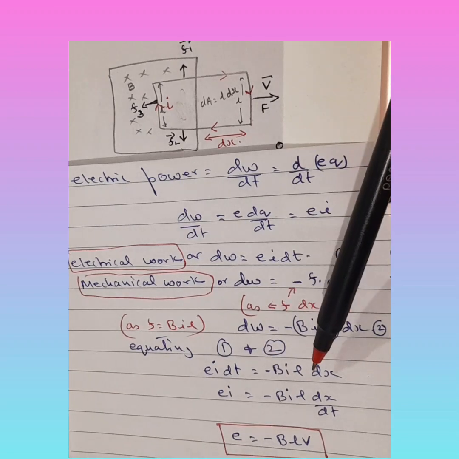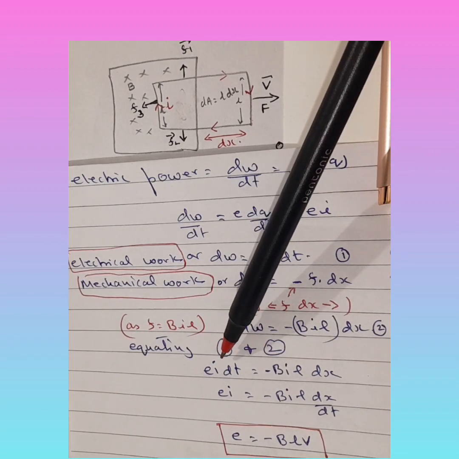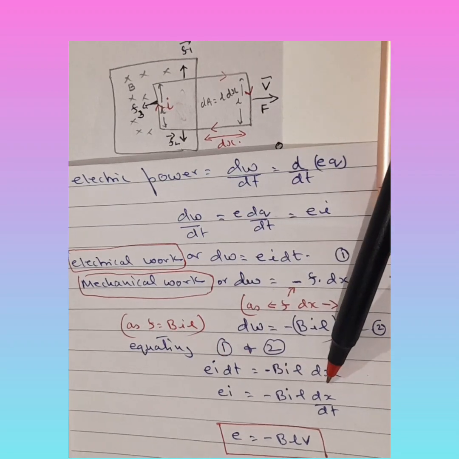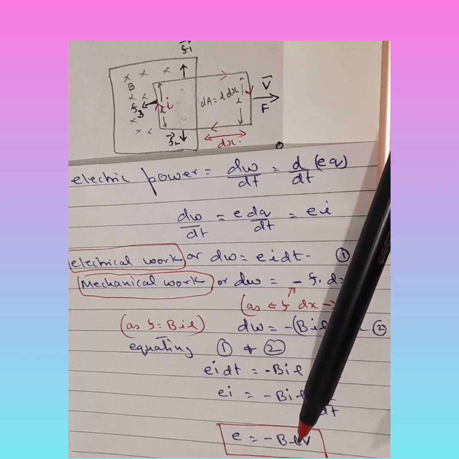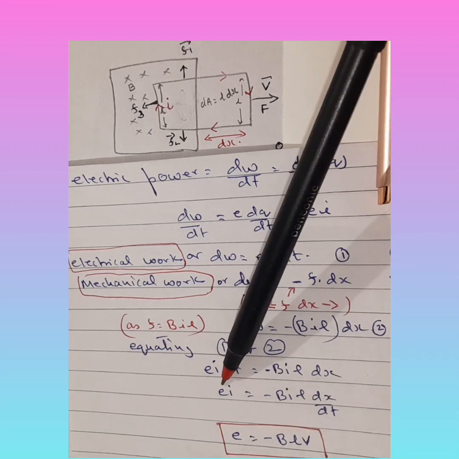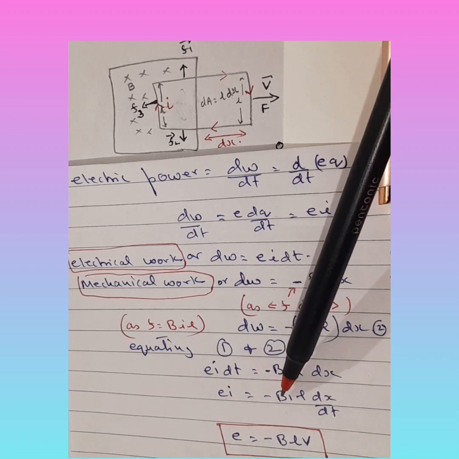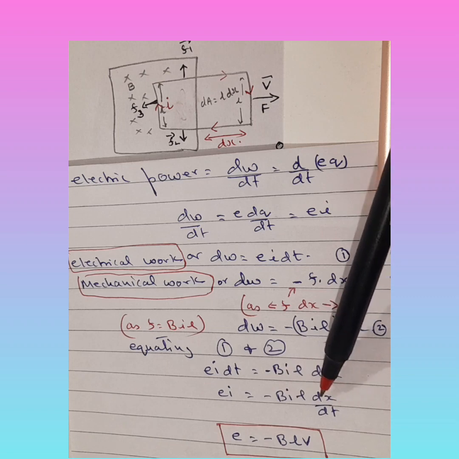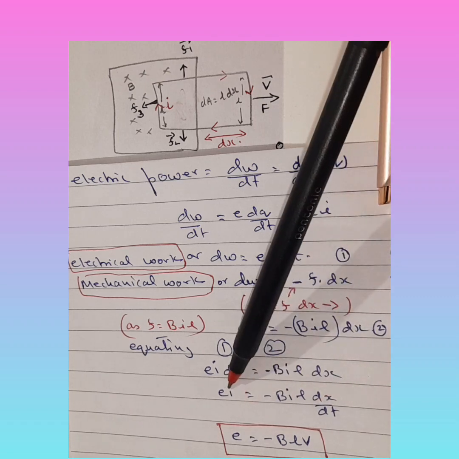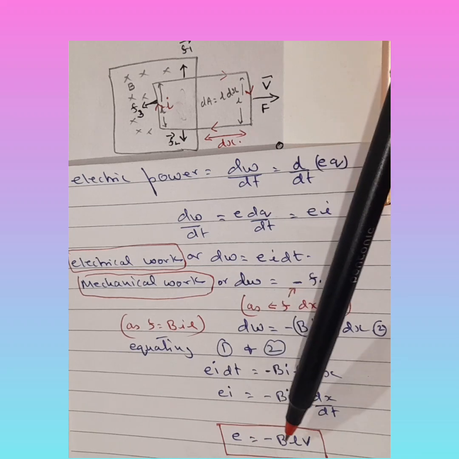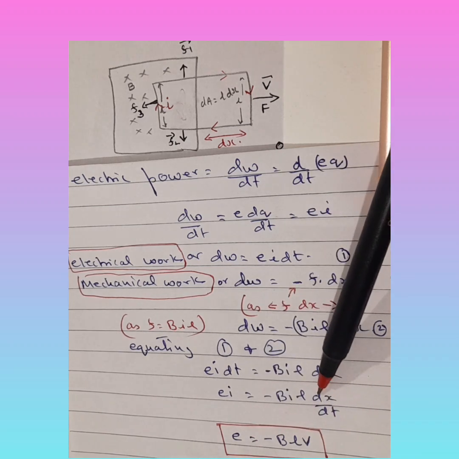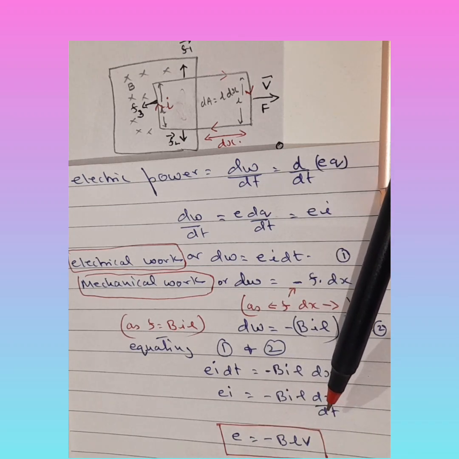So on equilibrating, dt goes down there and it becomes dx by dt, and dx by dt we know is velocity. EI is equal to minus BIL dx by dt. dx by dt is V. So I gets cancelled. So E becomes minus BLV, V being velocity.